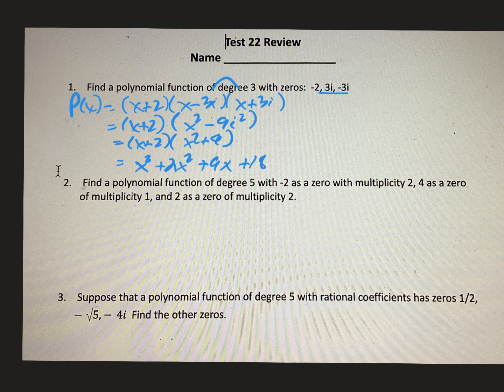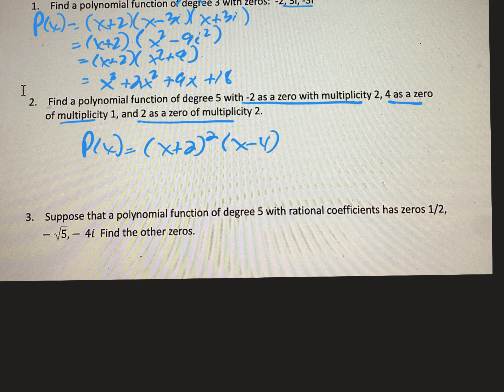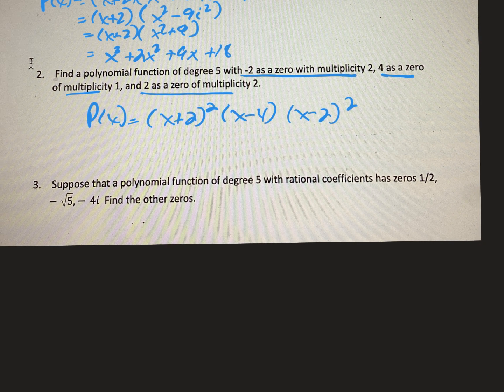That wasn't too bad. Number 2, find a polynomial function of degree 5, which means I've got to have 5 x's. -2 is a zero of multiplicity 2, 4 is a zero of multiplicity 1, and 2 is a zero of multiplicity 2. So the first one, -2, comes from x plus 2. It has multiplicity 2. 4 comes from here, has multiplicity of 1. And 2, which comes from here, has a multiplicity of 2. So altogether, it should be 5 x's, and it is. You don't have to multiply those out. You can leave it just like that.